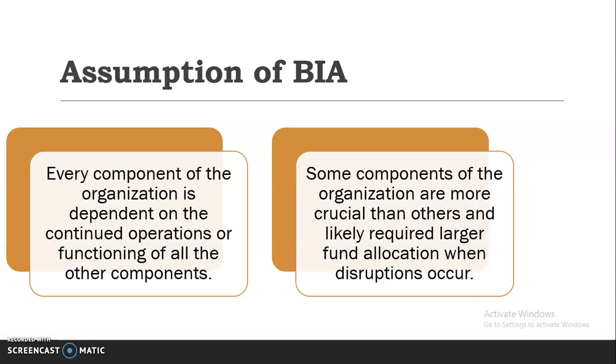There are two assumptions of BIA. First assumption is every component of the organization is dependent on the continued operation or functioning of all the other components. Second assumption is some components of the organization are more crucial than others and likely require larger fund allocation when disruption occurs.